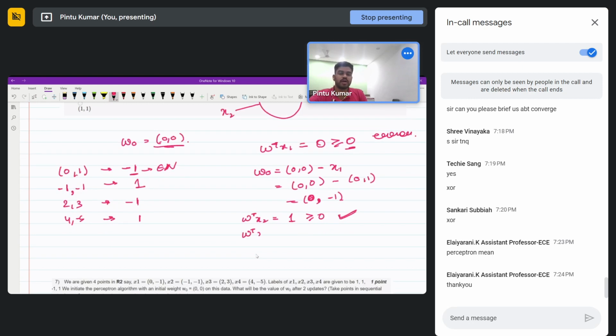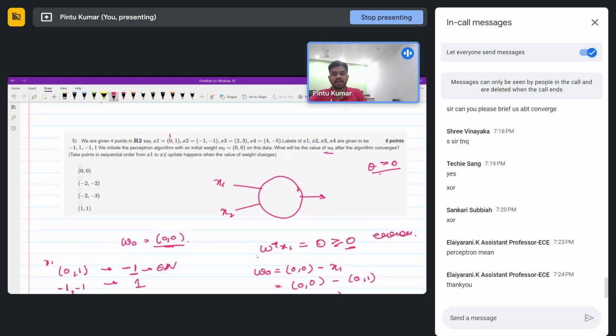Now W transpose x3: 2 multiplied by 0 is 0, 3 multiplied by -1 is -3, which is strictly less than 0, and it is a negative label point, so this is also correct. Now W transpose x4: 0 into 4 is 0 and -5 into -1 is 5. So this is greater than or equal to 0, and this prediction is also correct. Now we will again check x1. W transpose x1 is -1, which is strictly less than 0. So this prediction is correct.